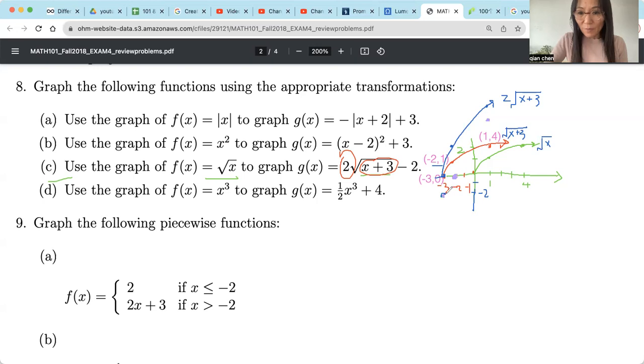So I graph it. I try to make it smooth, not a straight line. Right. So that's my graph. Of course, it keeps going. We can indicate it with an arrow. So the purple color is my final graph of 2 radical x plus 3 minus 2.